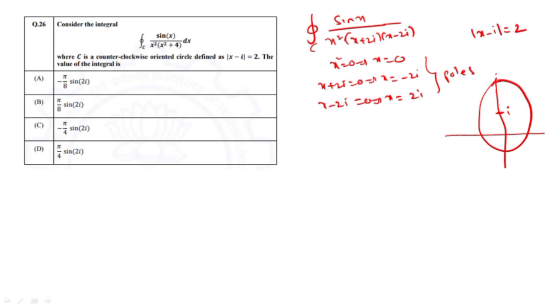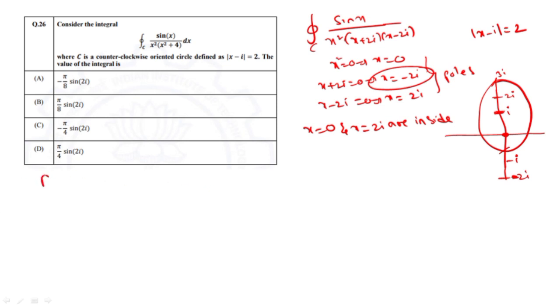Means that this is 3i, this is minus i. Okay, this is the center. Okay, this is the given region. So x equal to 0 is inside, 2i is inside, but minus 2i is outside. So this is outside. x equal to 0 and x equal to 2i are inside. Now I would like to find residues of these two poles.